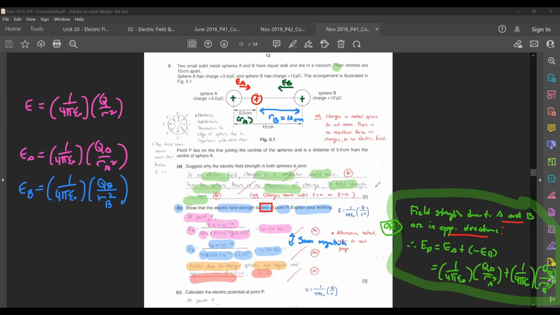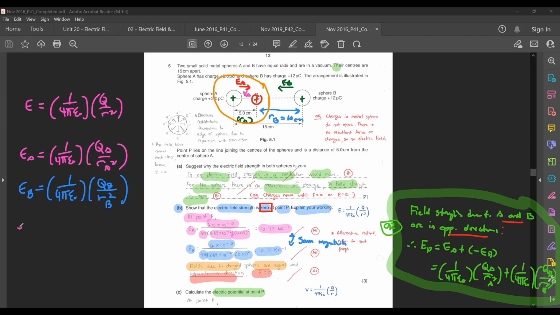Okay, now C. C is what we want to do now. Calculate the electric potential at point P. So they want you to calculate the electric potential at point P, you consider the potentials caused by sphere A as well as the potentials caused by sphere B. So if you're talking about potential due to sphere A alone, it will just be VA.